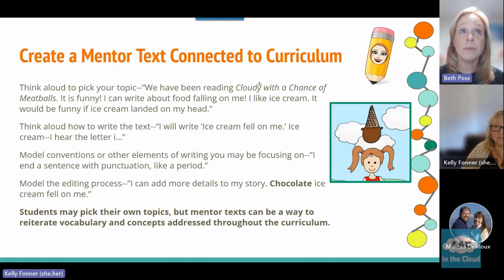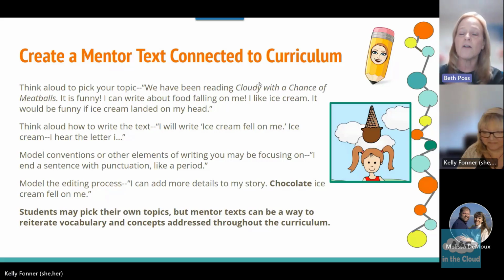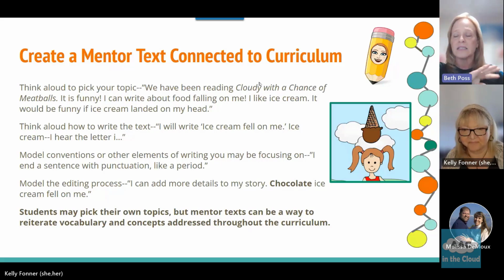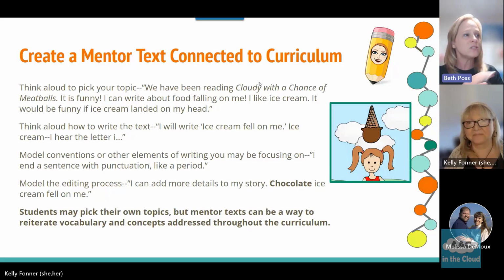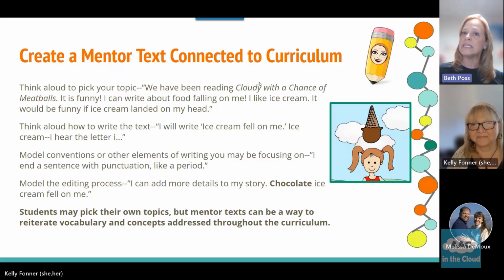Ice cream fell on me. Or it could be an exclamation point. Ice cream fell on me, right? So emphasizing what that is. Then once you've got that all finished, you can go back. It doesn't have to be the same day. You can go back and model the editing process. Like, oh, this is what I wrote. Oh, I could add more details to my story. Chocolate ice cream fell on me. And so again, you're modeling it.